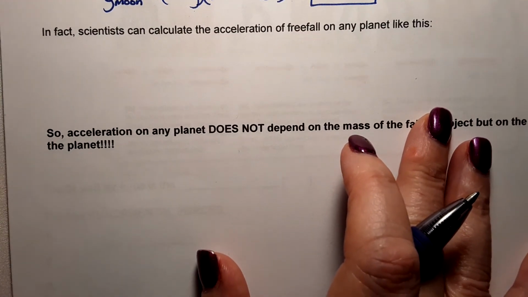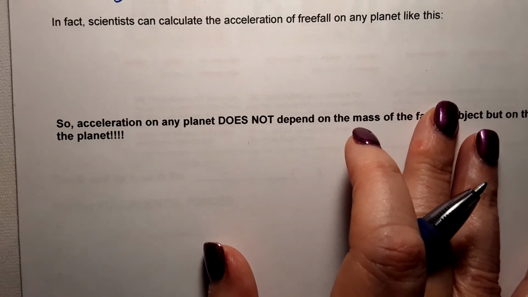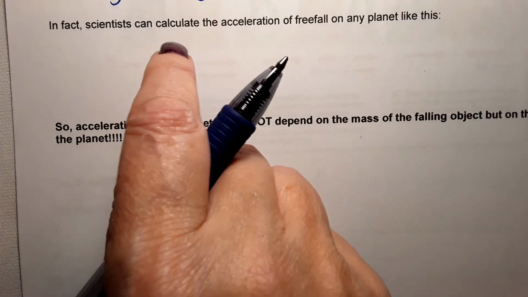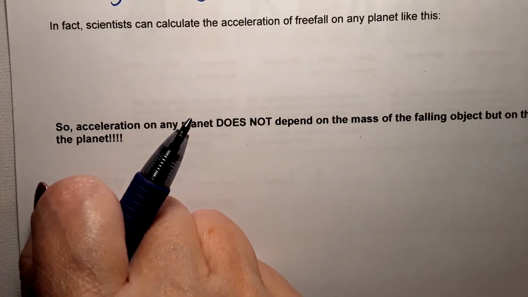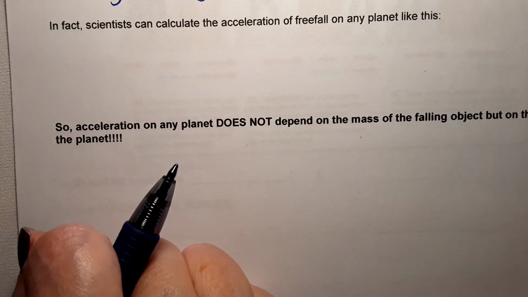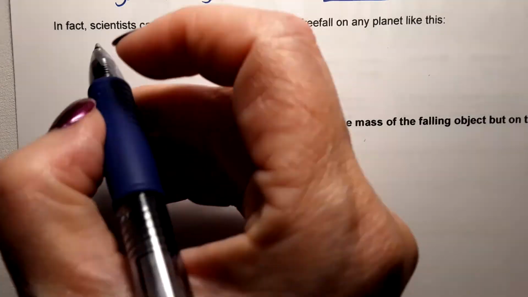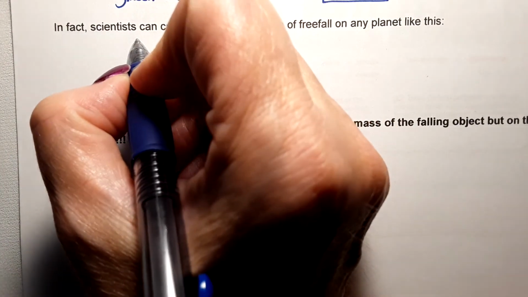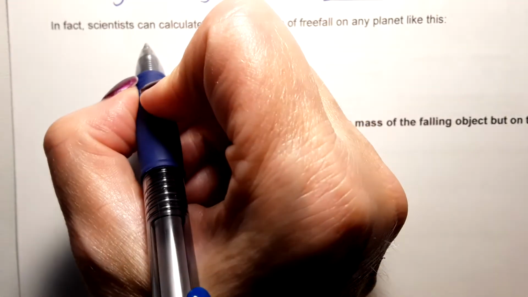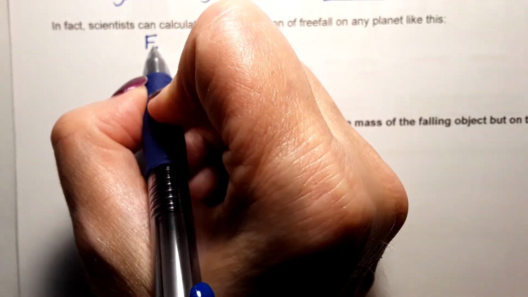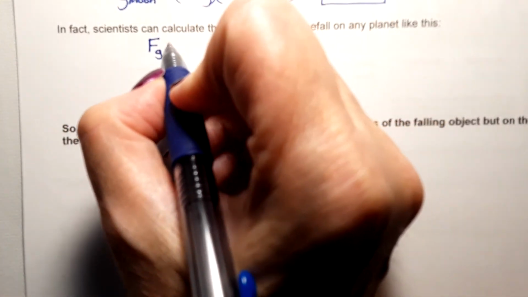I'm going to show you how they do it. It's kind of cool, guys. If you're wondering how they know that on the moon it's 1.63 or on Mars it's 3.4 or things like that, how do they know? Well, here's how. Remember, we have two ways of finding gravity. We can use Newton's universal law.